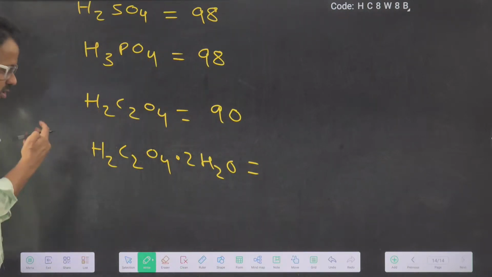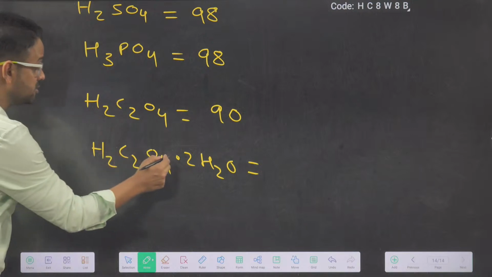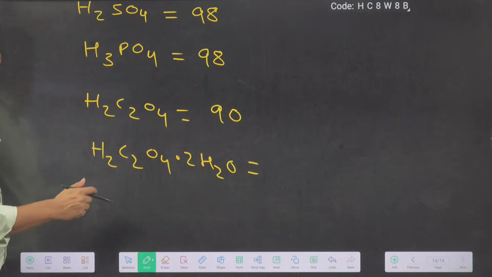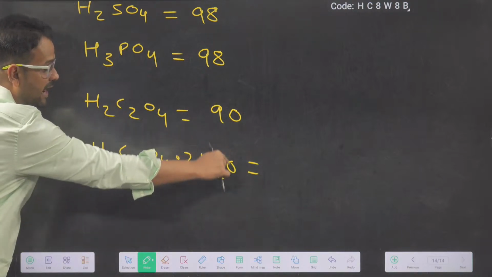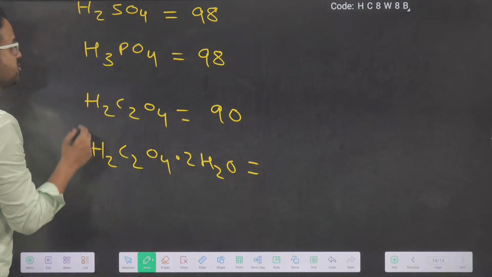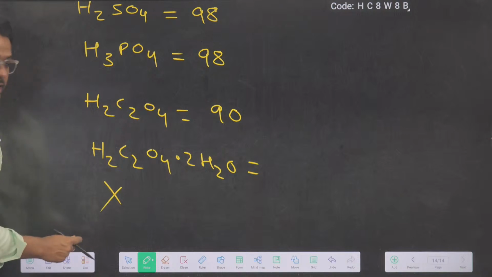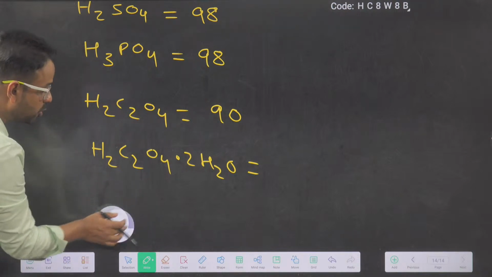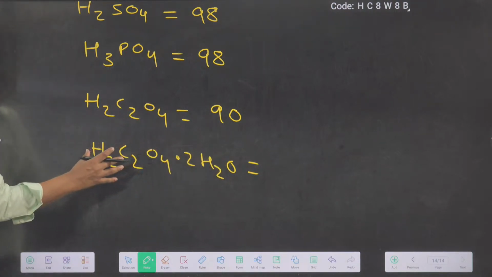H2C2O4 dot 2H2O. Now, what is this dot 2H2O? Beta, this is known as water of hydration. And this dot does not mean the maths dot. You do not have to multiply. This 2H2O is attached to this molecule.